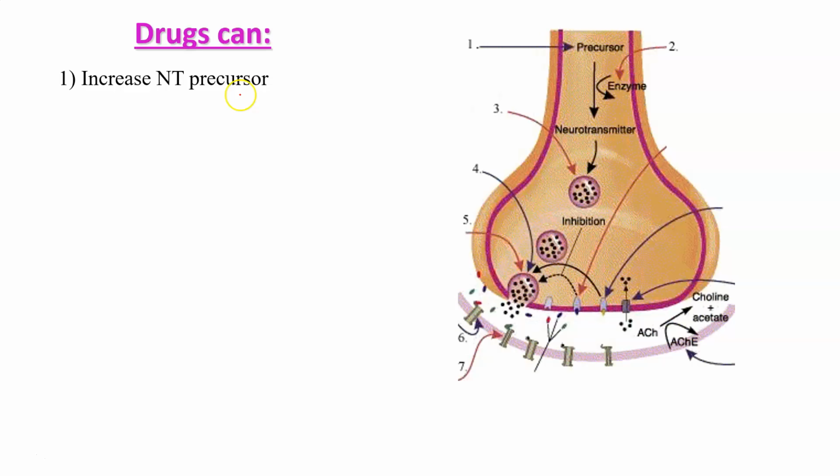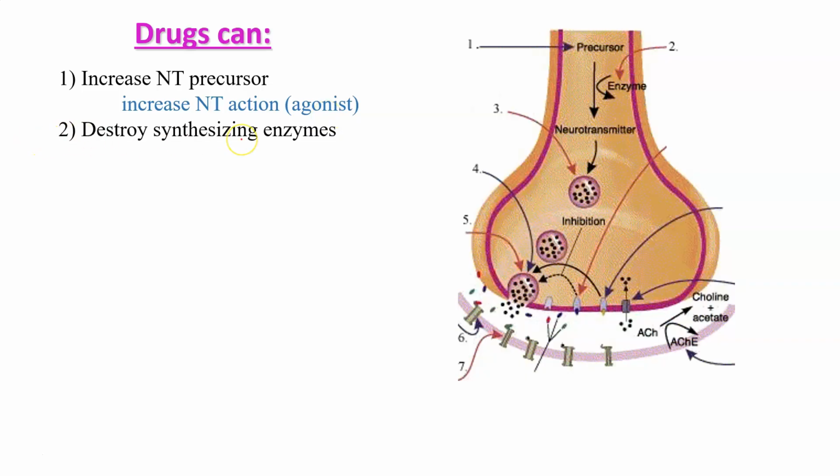So the first one, if a drug were to increase or serve as the precursor for the neurotransmitter, would it be an agonist or antagonist? Let's do this together. If a neuron has more of the precursor, it's going to make more of the neurotransmitter, therefore increasing neurotransmitter action. And so in this scenario, the drug is an agonist. If we destroyed enzymes or blocked enzymes that make the neurotransmitter, I'd like you to pause and take a guess, we would be decreasing neurotransmitter action because we aren't able to make more neurotransmitter, and therefore that drug would be an antagonist.